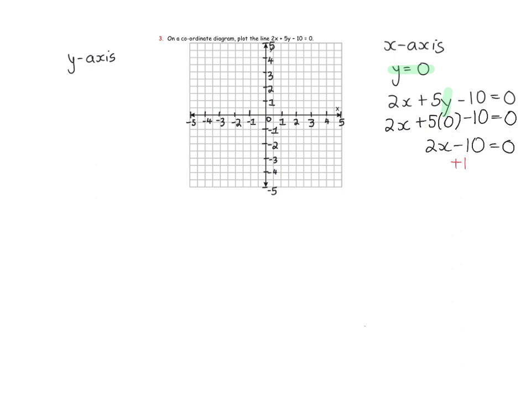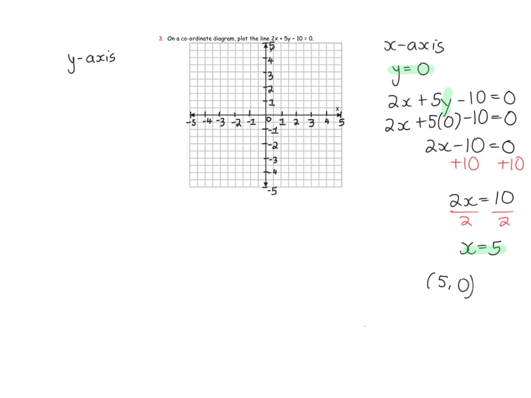We can plus 10 to both sides. So we're going to get that 2x is equal to 10. And to get x by itself, we divide both sides by 2. So we'll get x is equal to 5. Now we can write the point. We know that y is equal to 0. We now have 5 is equal to x. So the point that we're going to have is 5, 0.